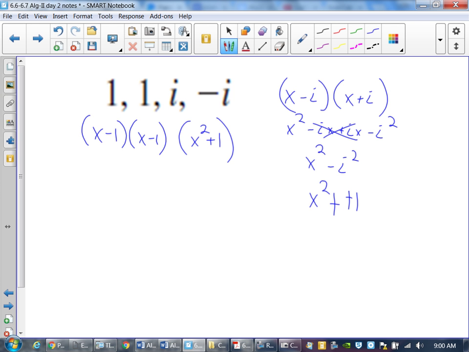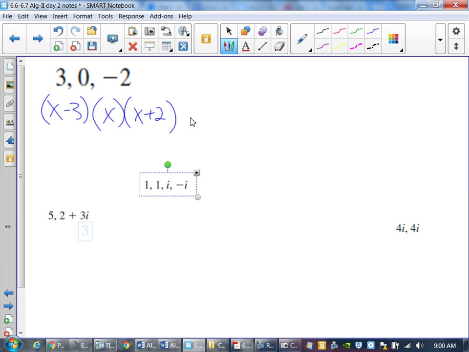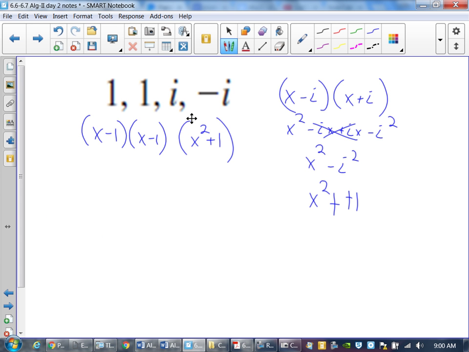Okay? Wait, how do you get the negative? What negative? The 1, 1, i, negative i. That's what we did. I FOILed it out because the middle terms drop. It becomes a difference of squares. So you get x squared minus i squared, which is x squared minus negative 1. So it's x squared plus 1. It's going back from about a month ago when we did that. We're just using some old stuff. We're going to do a couple more, okay? Let's try another one.